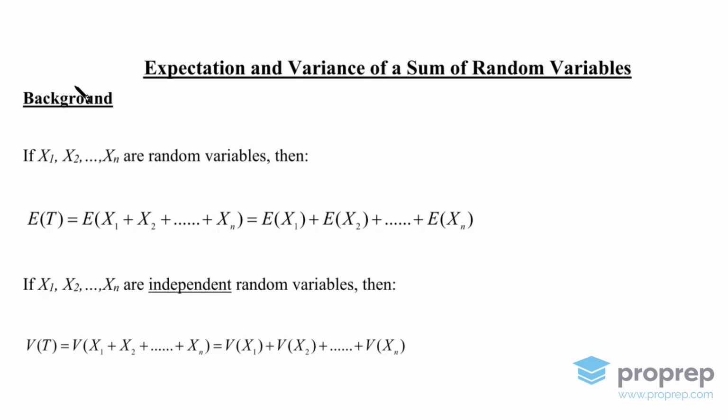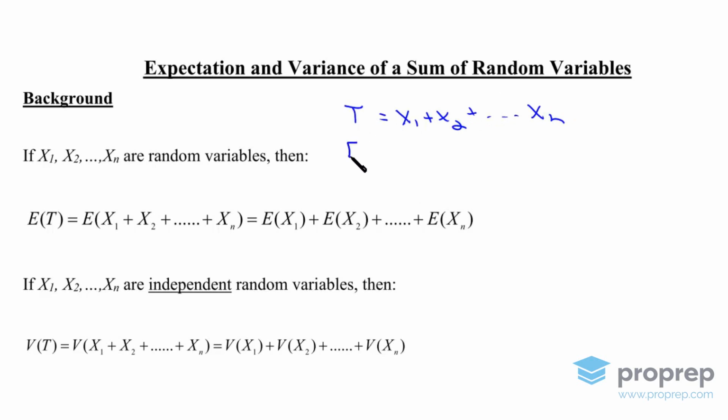In this chapter, I want to talk about the expectation and variance of the sum of random variables. Now, assume that I have n random variables, x1, x2, x3, and so forth, until xn. Now, what I want to do is talk about the sum of these. So, if I have x1 plus x2 plus and so on until xn, let's just call that t for convenience sake.